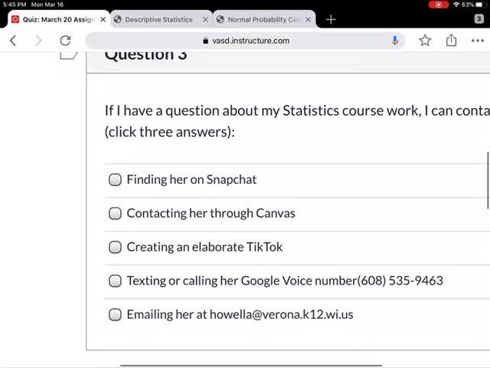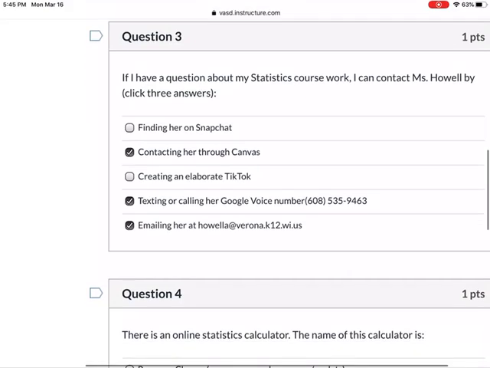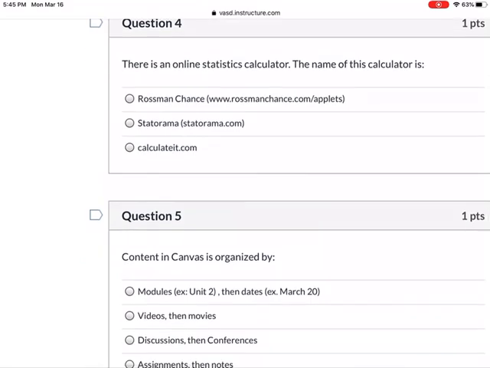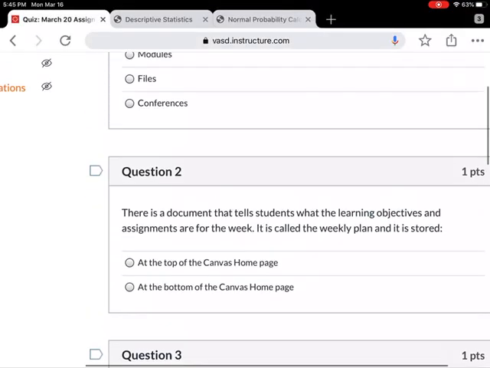If I have a question about stats, how can I contact Ms. Howell? I would like you to contact me through Canvas, Google Voice, or email. Although, well, no, I don't want to see your TikToks yet. We'll see how this thing all plays out. The online statistics calculator, we know the name of that is Rossman Chance/applets. And the content in Canvas is organized by modules, then dates.